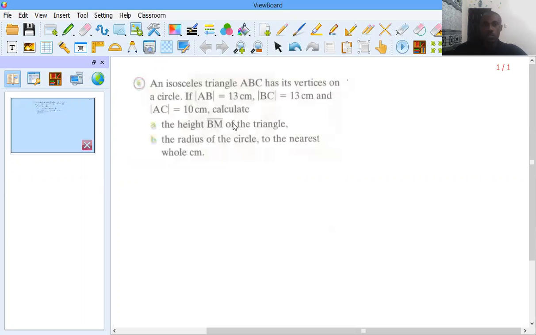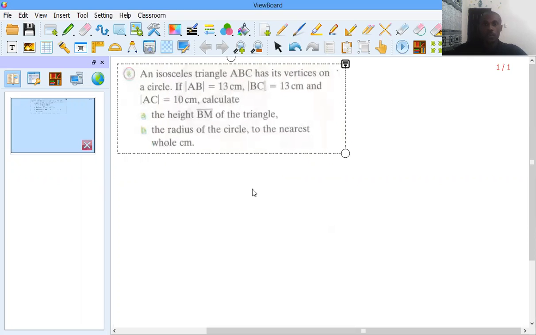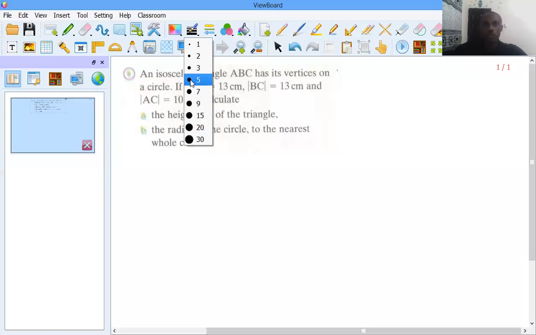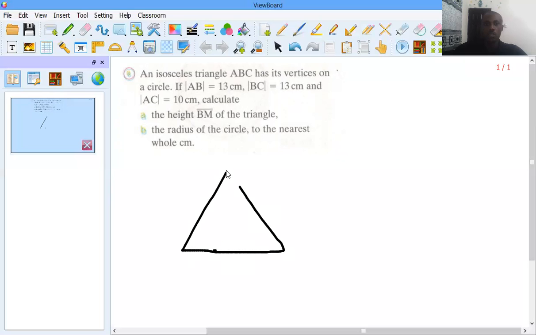So to solve this type of problem, it's highly recommended that you try as much as you can to produce a diagram for the question. So let's see if we can get a sketch of the diagram. So we have a triangle ABC. Don't mind my sketch, it might not be too neat. Triangle ABC. So here is vertex A, vertex B, and C.